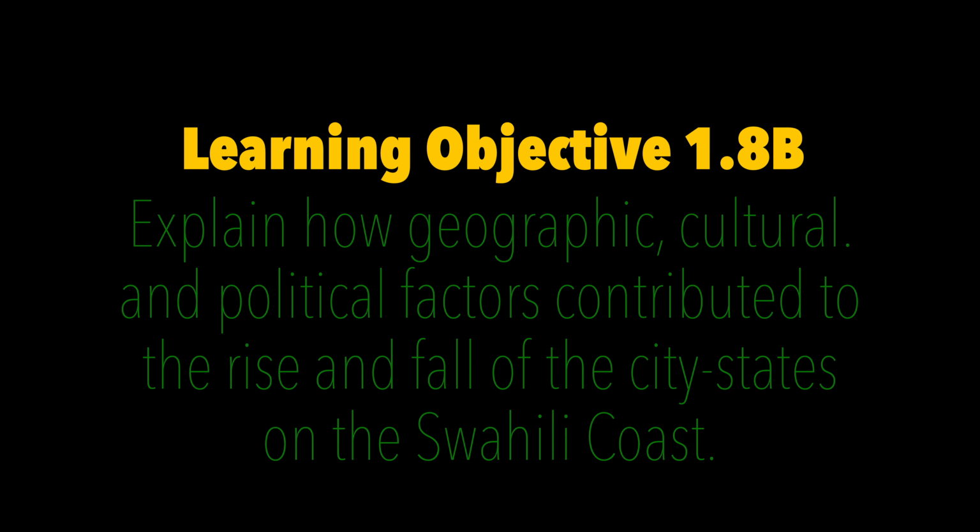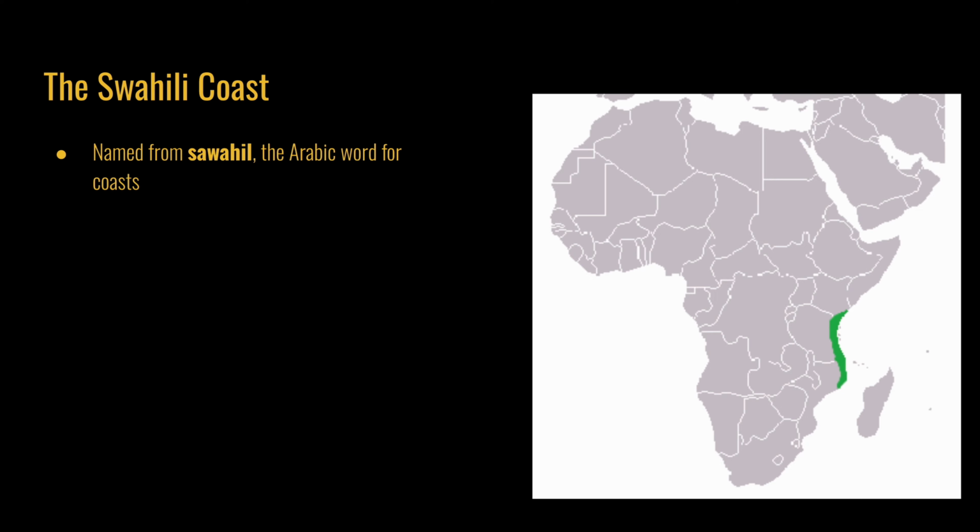The second learning objective is to explain how geographic, cultural, and political factors contributed to the rise and fall of the city-states on the Swahili Coast. The Swahili Coast is on the eastern side of Africa and stretches from Somalia to Mozambique. The term Swahili comes from the Arabic word coast. The word Swahili means people of the coast.